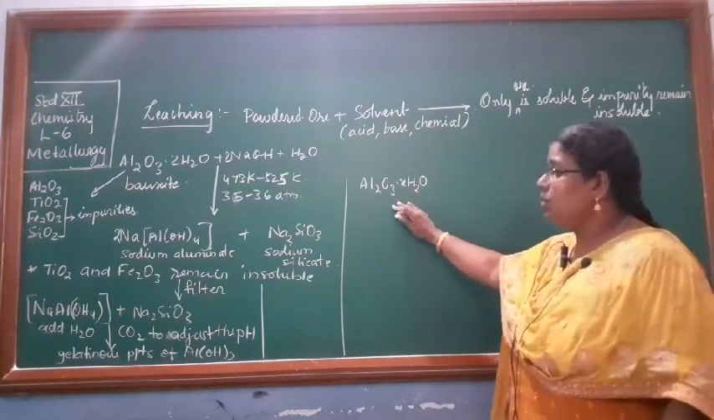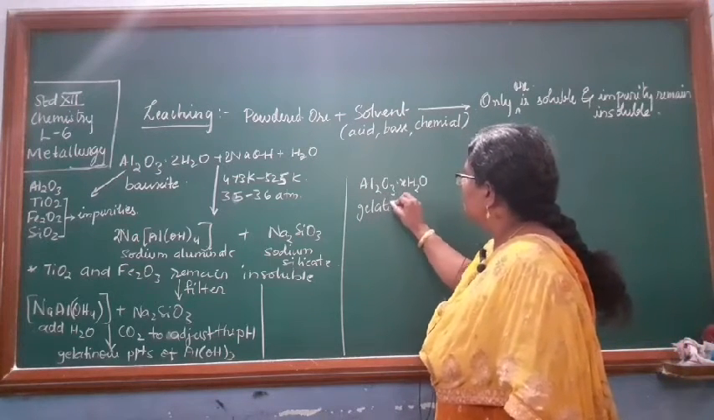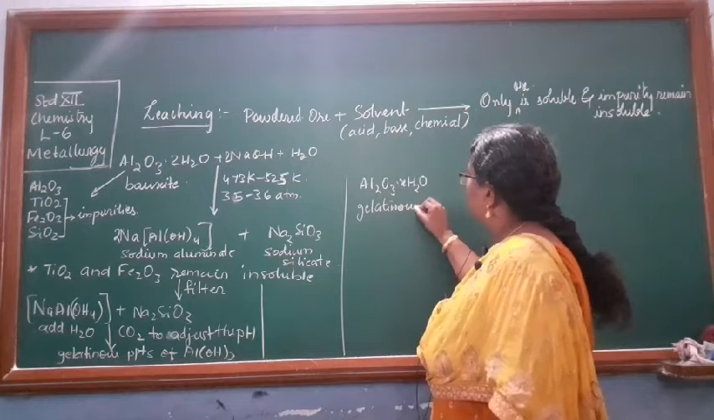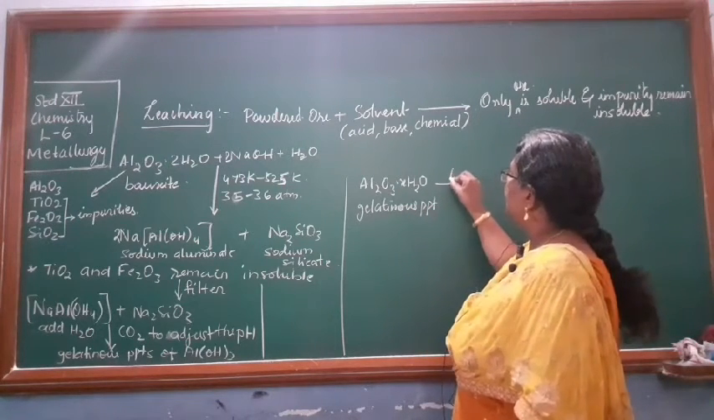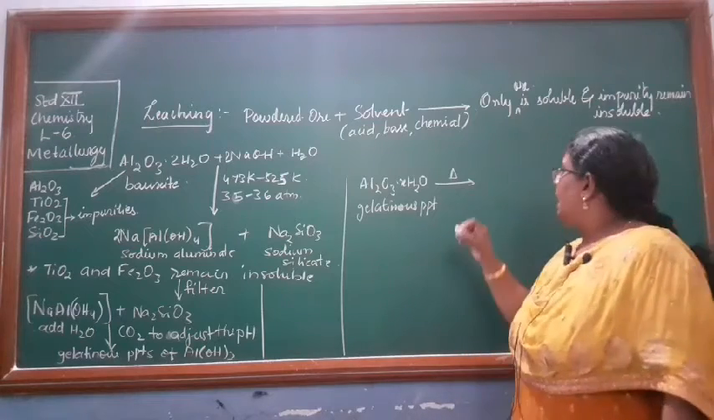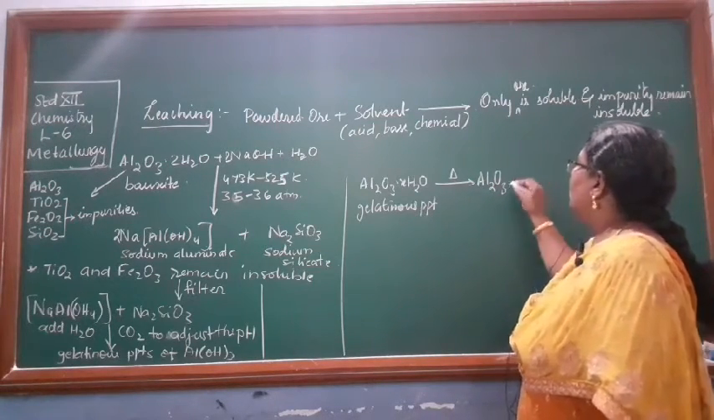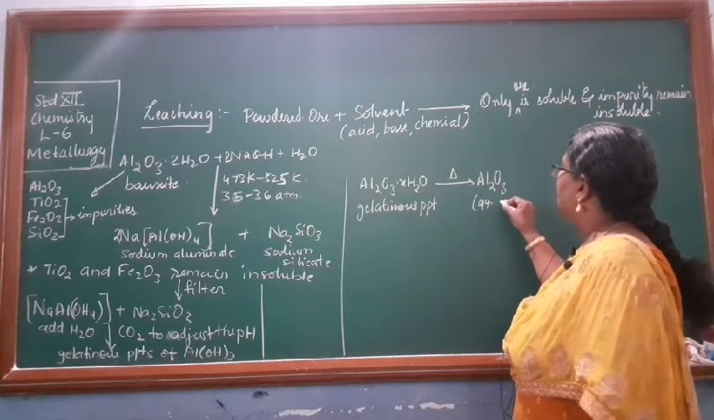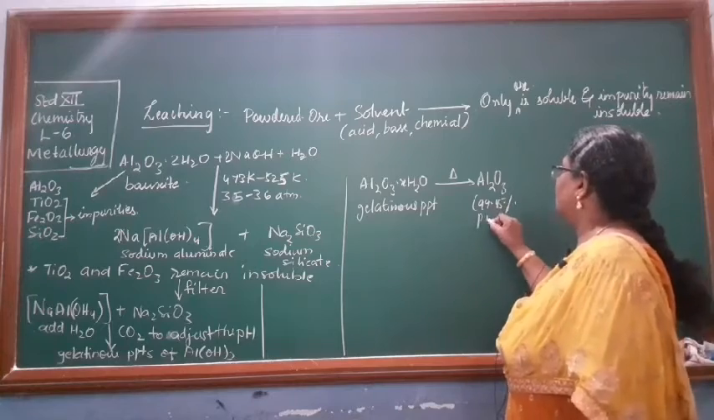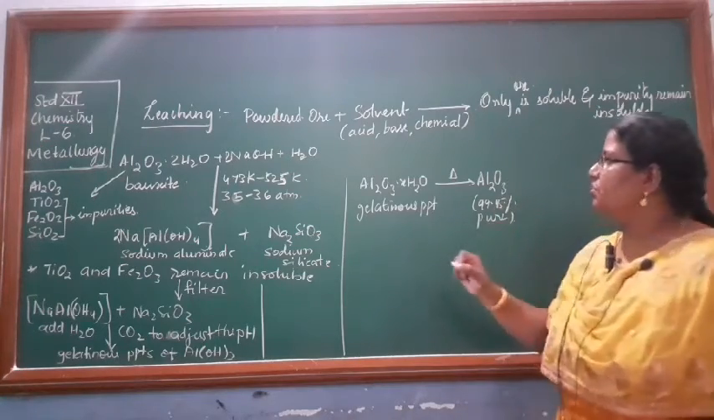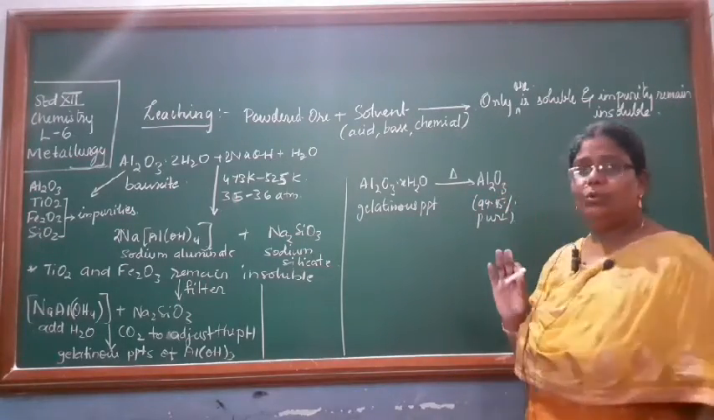This Al(OH)3 is the gelatinous precipitate which you obtain. This precipitate, you then heat it and you get Al2O3 which is 99.95% pure. It is concentrated, you have removed all the impurity, you are obtaining only Al2O3.